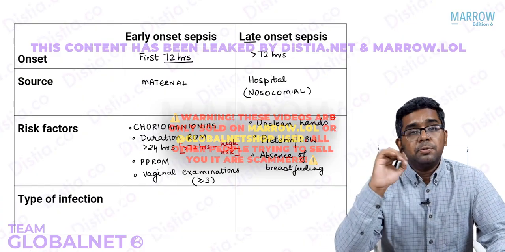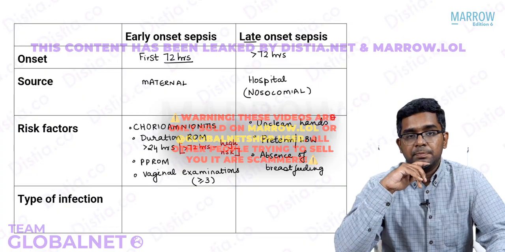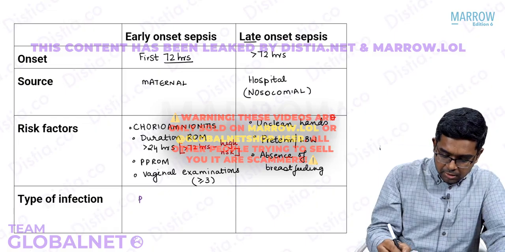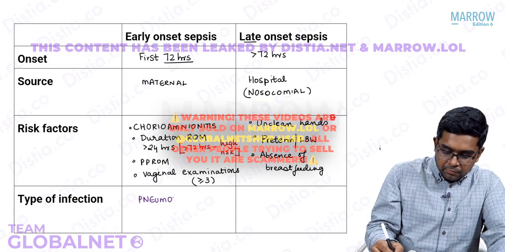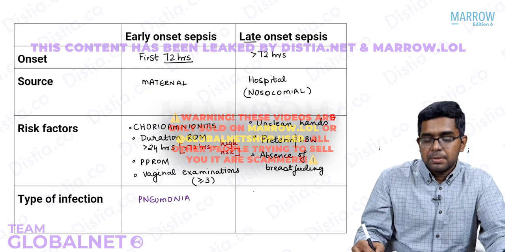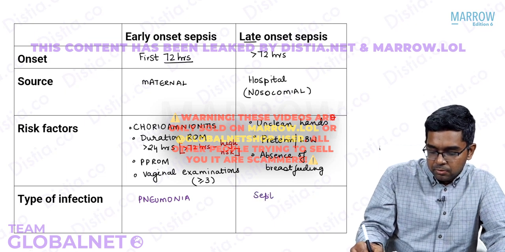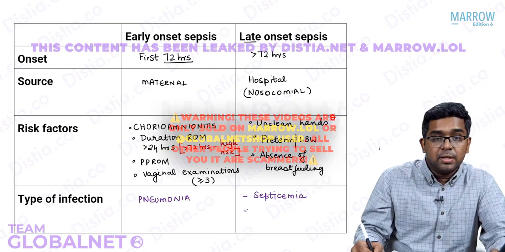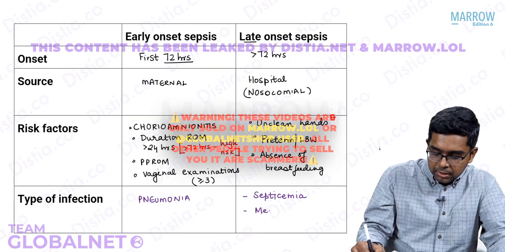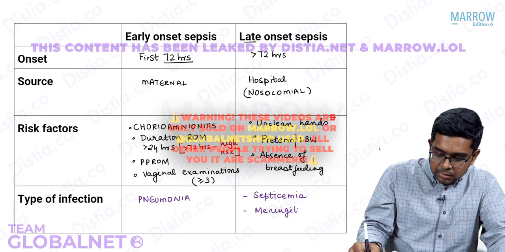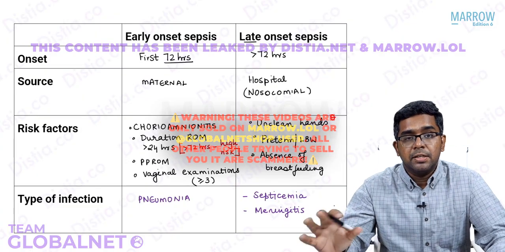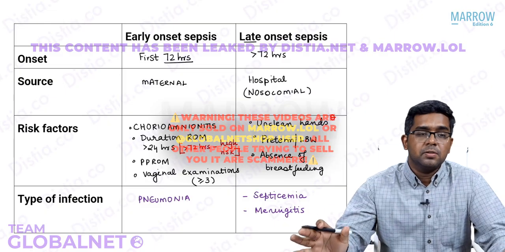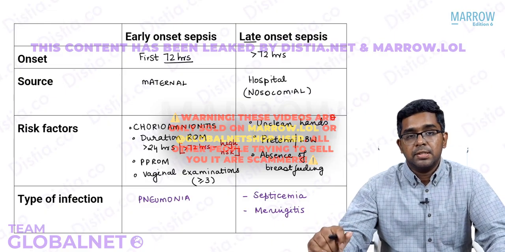Okay. Last point to be remembered, what is the type of infection? In early onset sepsis, generally presentation is with pneumonia, whereas in late onset sepsis, the typical presentation includes bloodstream infection, or what we call septicemia. It can also present with an even more dangerous type of infection, that is meningitis. These are the typical types of infection in different types of sepsis. So this helps us to differentiate between the two categories of sepsis, namely early onset and late onset sepsis.